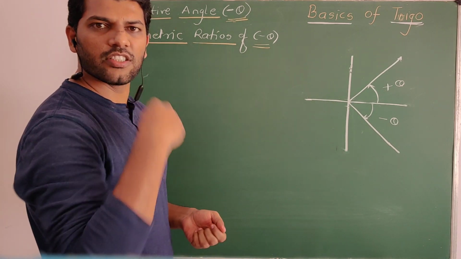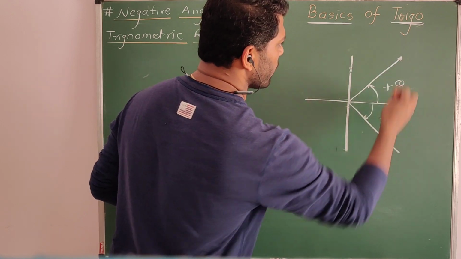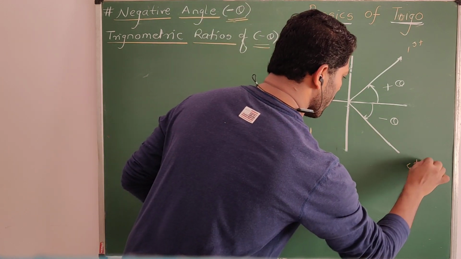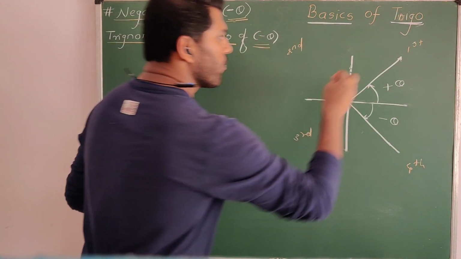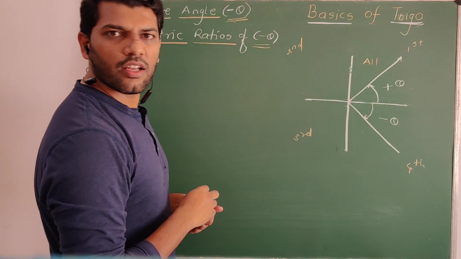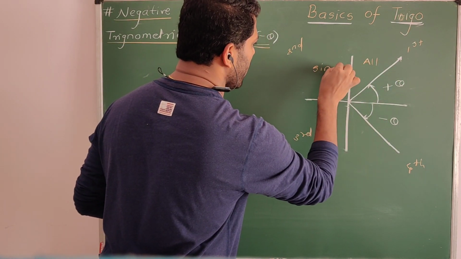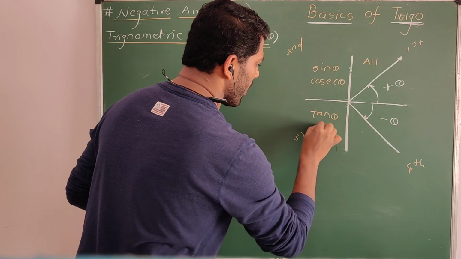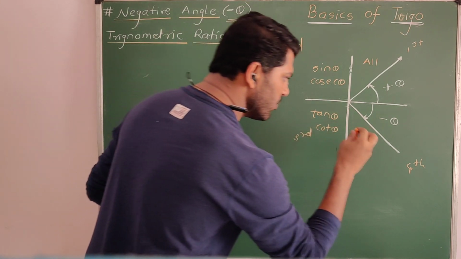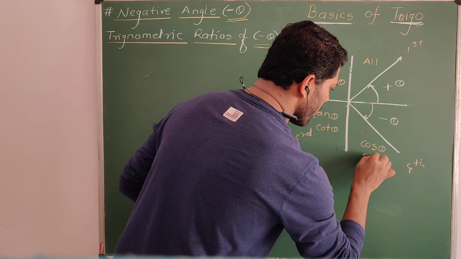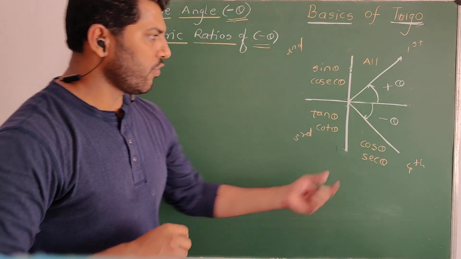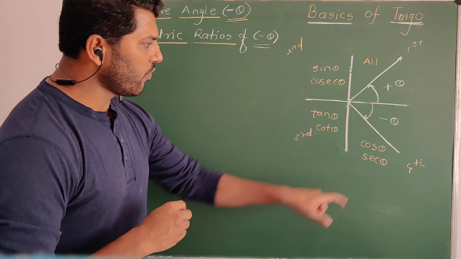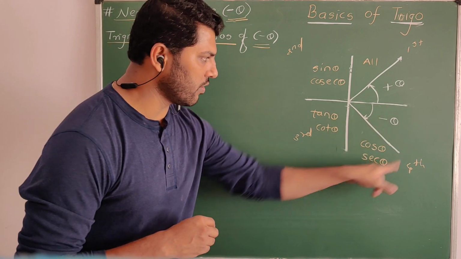Now, as we already discussed in previous videos, these are the four quadrants: the first quadrant, second quadrant, third and fourth quadrant. As all of you know, in the first quadrant all the trigonometric ratios are positive. In the second quadrant, sine and its reciprocal cosec are positive. In the third quadrant, tan and its reciprocal cot are positive. And this is the important one: in the fourth quadrant, cos and sec are positive. If you want to know about this, please refer to my previous video on allied angles. Please note down this point.